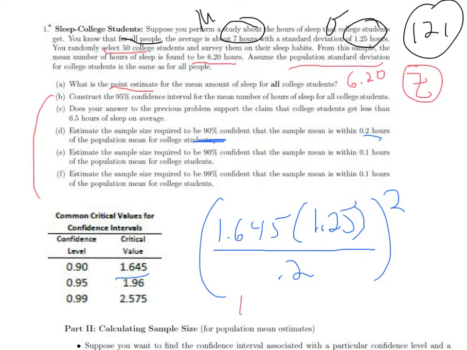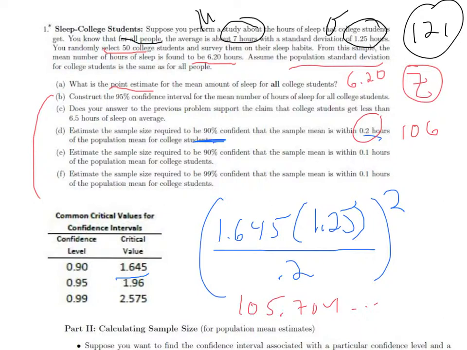So once I do that calculation, I'm getting 105.704, and so on. So the sample size I would need would be, because I've got to make sure I catch it, 105 won't be enough. So I need 106 people to make this work, to be within that margin of error.